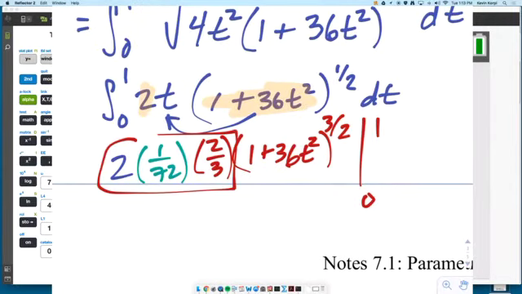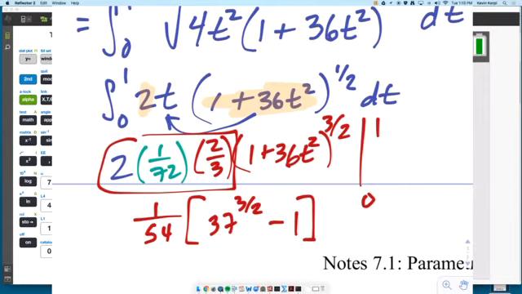So if we combine all of our coefficients now, we get 1 over 18 times 3, which would be 54. And we plug in the top, and we get 37 to the 3/2 minus 1. So that's it. I'm going to stop right there. That's not a very pretty number. But at least we can get an exact answer.